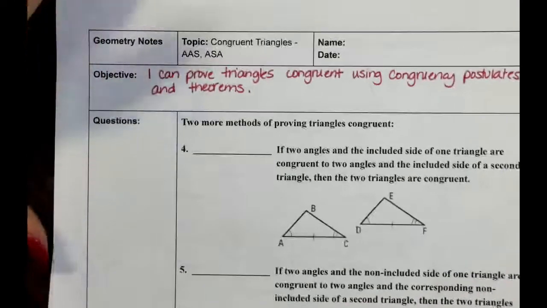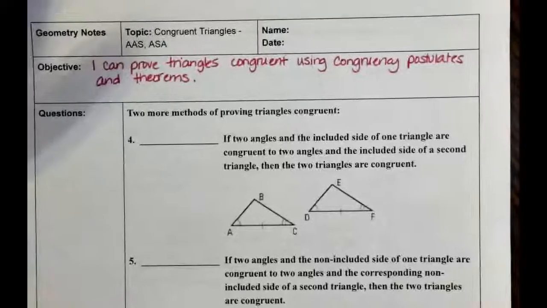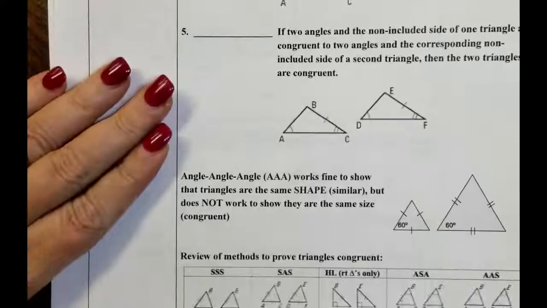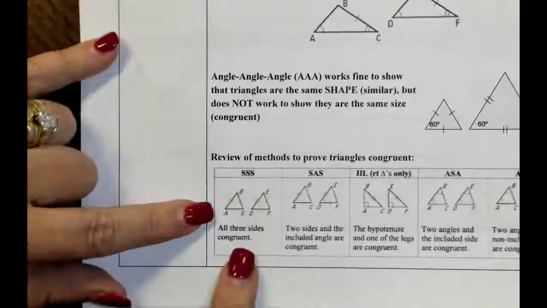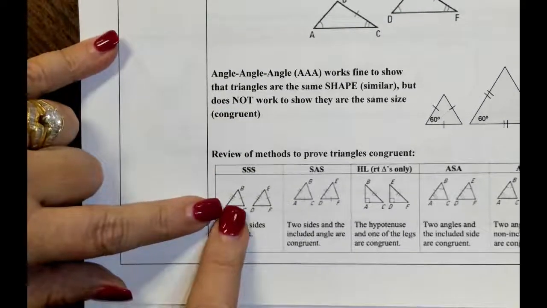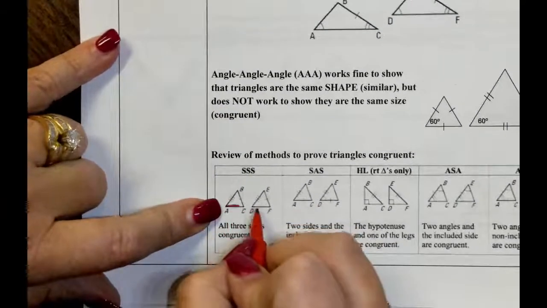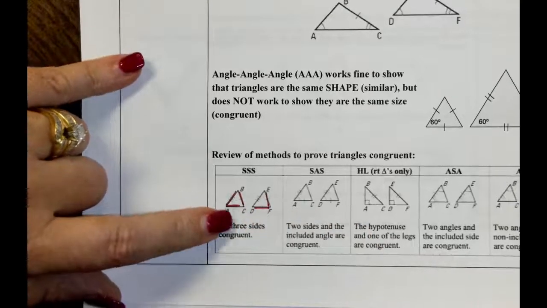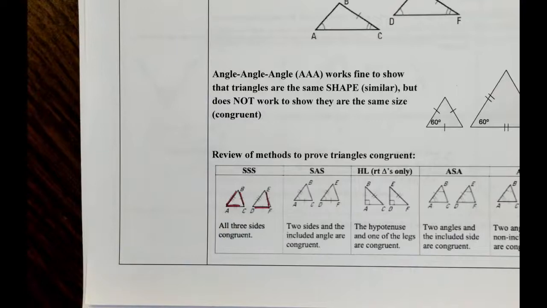So we're going to continue with our previous lesson and being able to prove that triangles are congruent by using the congruency postulates and theorems. We started yesterday with side, side, side. We said that if three sides of one triangle were congruent to three sides of another triangle, then you could say that those two triangles are exactly the same size.